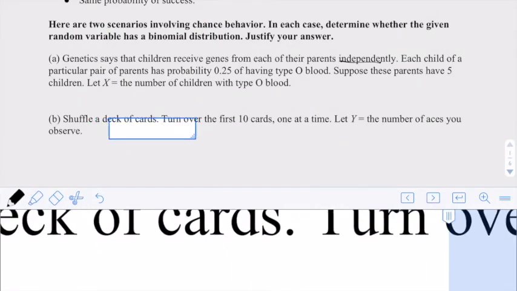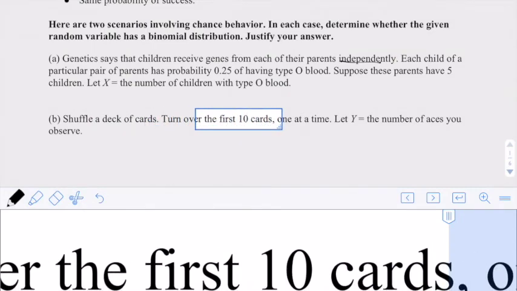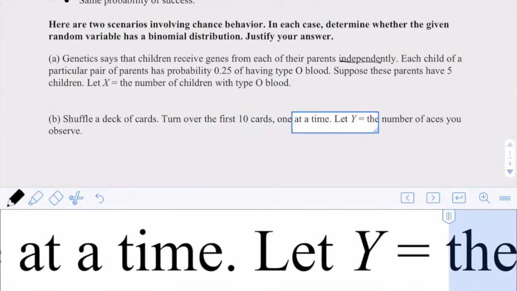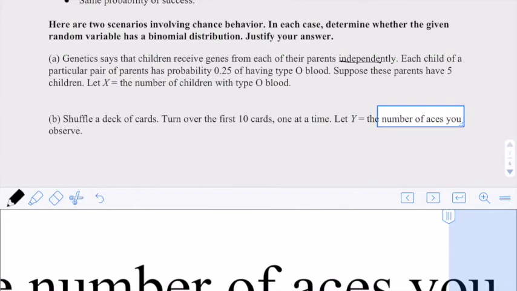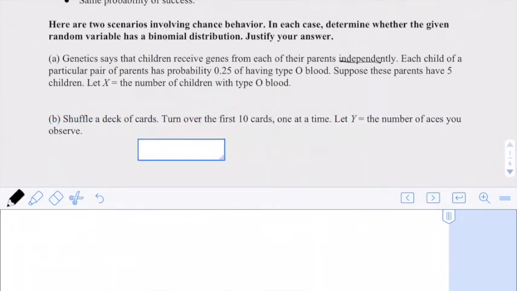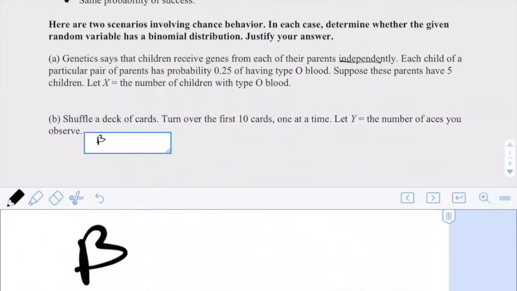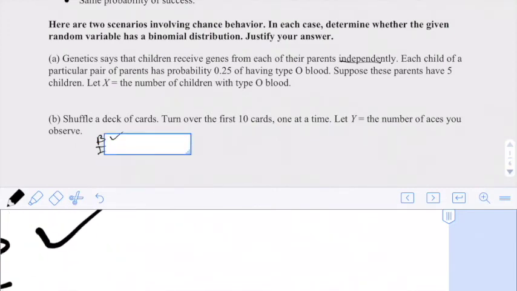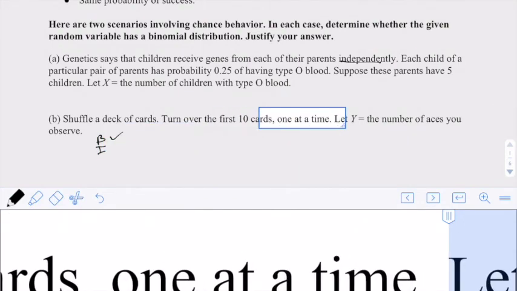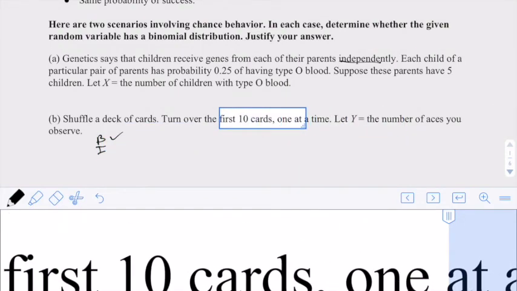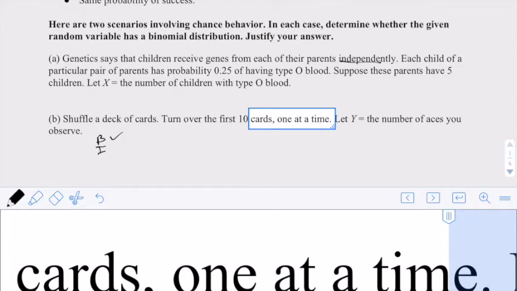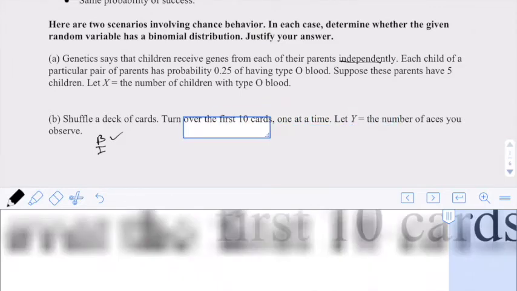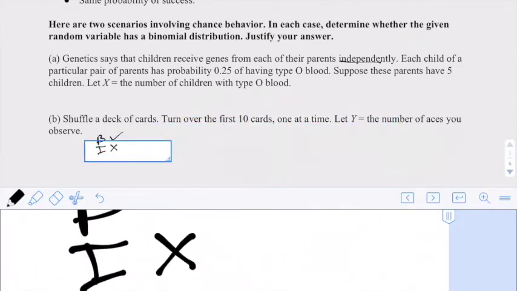Shuffle a deck of cards. Turn over the first 10 cards one at a time. Let Y equal the number of aces you observe. Well, our binary condition would be an ace or not. So it works for that one. Our independence would be each trial not affecting the other. Well, if we have an ace in the first card, that lowers our chance of having an ace for the second card. So these are not independent.